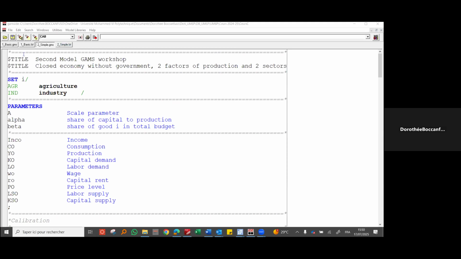Then, as I mentioned, generally we use a title for the model. Here it's the second model, GAMS workshop, and the name is closed economy without government, 2 factors in production and 2 sectors. We will see this title at the beginning of the output produced by GAMS. And you see the first line here begins with a star, which means it's a comment.